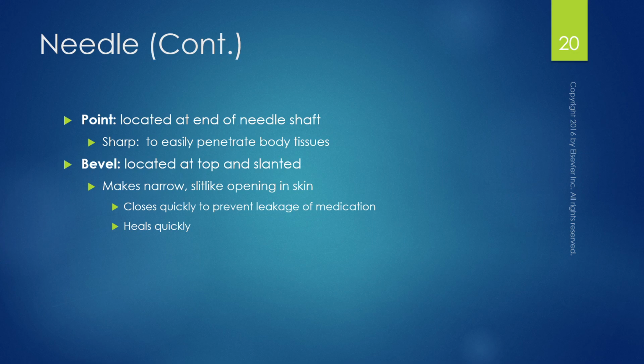The point of the needle is located at the end of the needle shaft, and this is the sharp part that's used to penetrate body tissues. The point of the needle is made by taking that small metal tube, the small metal shaft of the needle, and slicing it at an angle to form a beveled tip. The bevel is located at the point and is slanted. This makes a narrow slit-like opening in the skin, which allows the skin to close quickly and heal quickly.